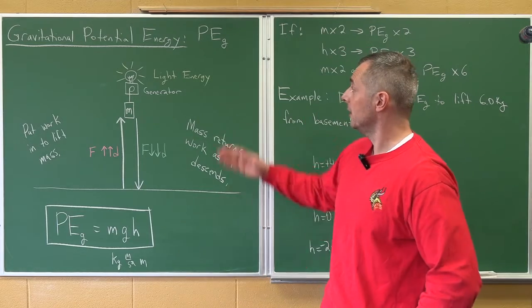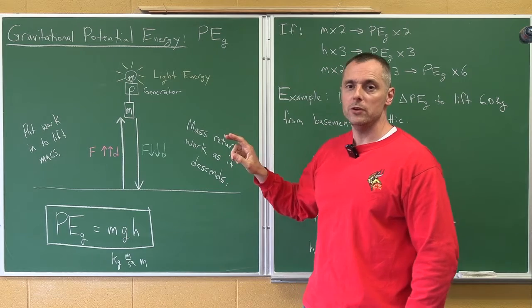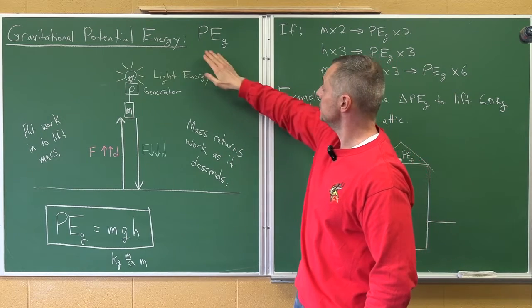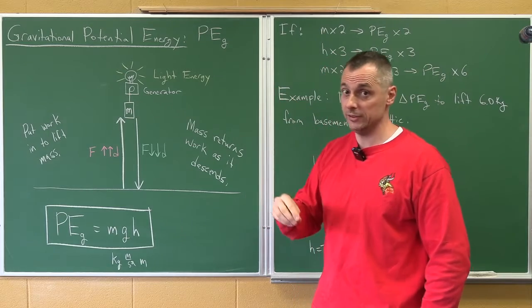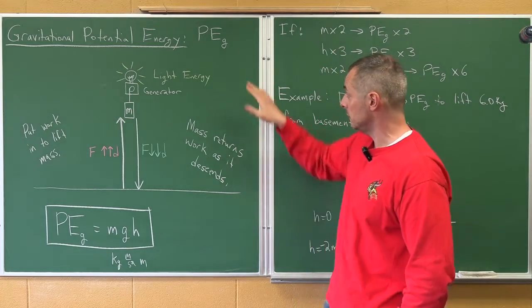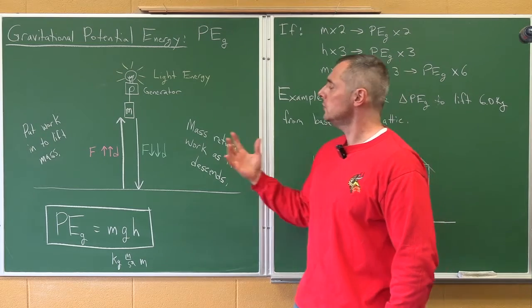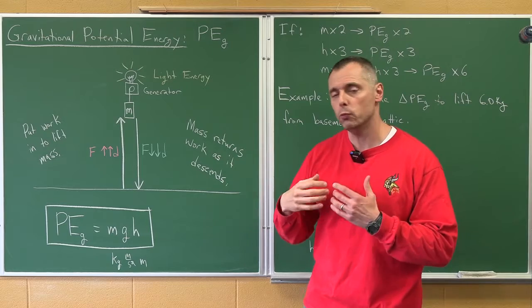okay, so here we are. The topic for today, gravitational potential energy. The symbol we use in the Regents for this kind of energy is PE for potential energy, and then a little subscript for G, gravitational. There's another kind of potential energy we're going to learn in the next video, so that's why we need a little subscript there.